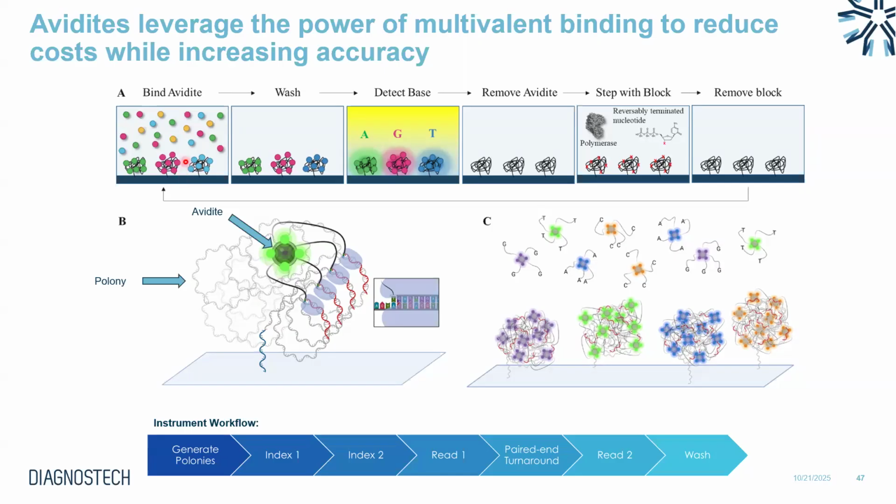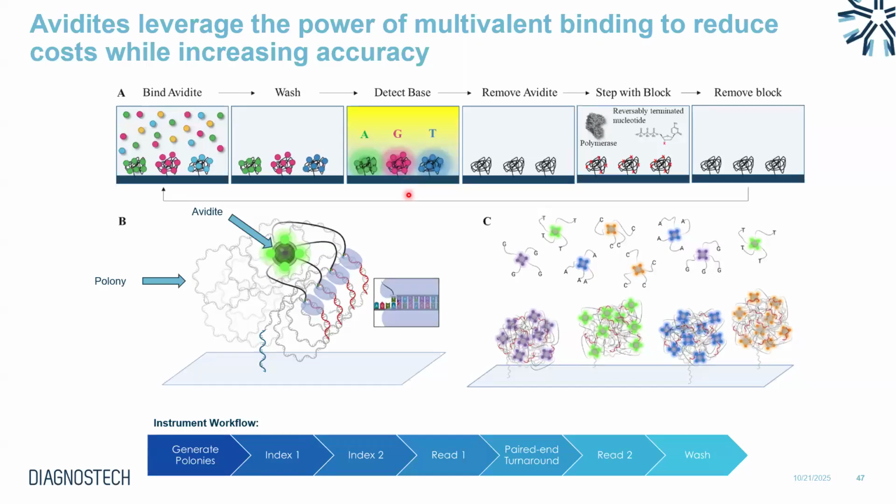But ultimately, a polony is bound to the flow cell, which is indicated by the flow cell attachment oligo within the library ball. And then we have the sequencing primer sites, so the AVITI binds to an open base on a template at a primer binding site, facilitated by polymerase. We then wash off the unbound AVITIs. We then use fluorescence to detect which base is at that site.